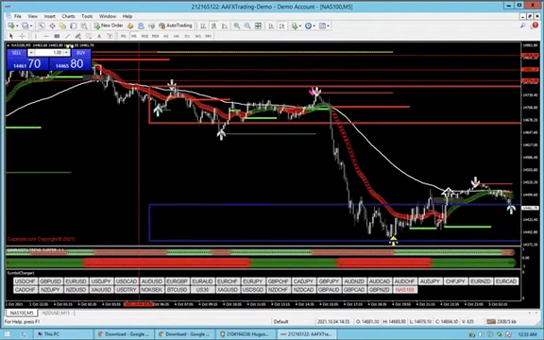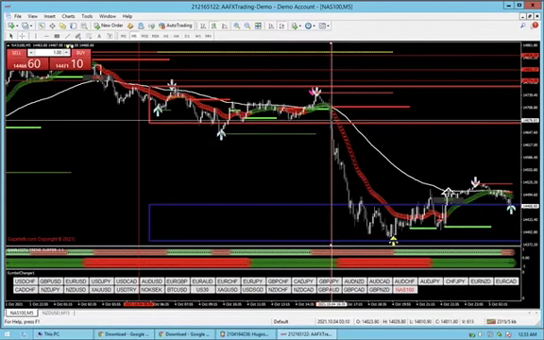Okay, we can wait till things line up right here at the crossing. At the crossing moving average, or we want to wait till everything lines up. I personally would take it at this crossing. That's the most optimum entry.